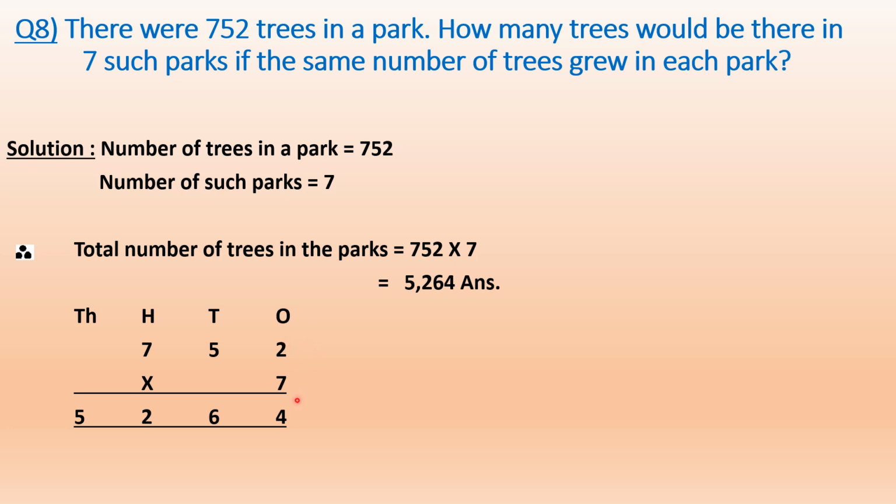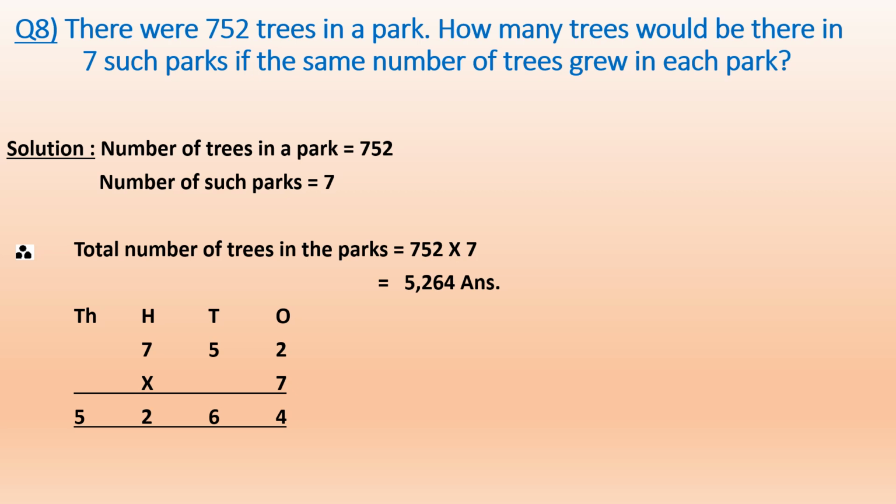7 2s are 14. 4 carry 1. 7 5s are 35 plus 1, 36. So write here 6 and carry 3. 7 7s are 49 plus 3. Tell me 49 plus 3. Count on your fingers. 50, 51, 52. So write here 52. So we have 5,264. So write here the answer: 5,264 trees. Okay. In all the 7 parks, there will be 5,264 trees. Clear, children? I think you are getting it.